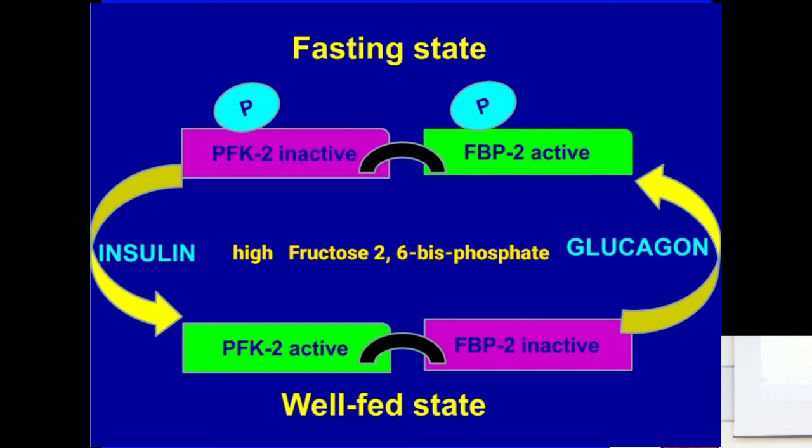How it's made and how it is removed. How it's made is by this single protein, really. You see this single protein? It has two enzyme activities. One of them is what we just talked about, PFK2, that makes fructose 2,6-bisphosphate. And the other one is FBP2, which breaks this molecule.